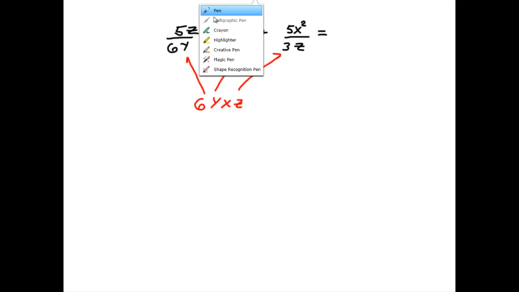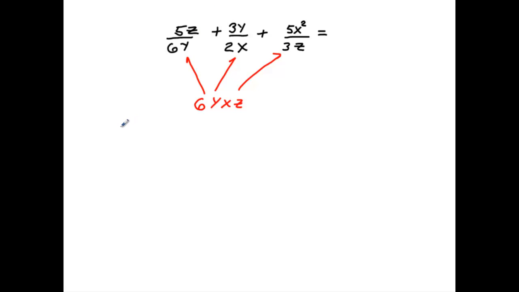So we'll start with this one first. Here I will have 5z over 6y. Okay, I need to get the denominator to be that. So I know first I need to have an x over x. And I need to have a z over z.